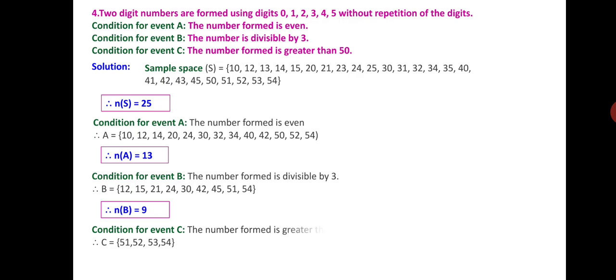Condition for event C. The number formed is greater than 50. Greater than 50 means you are getting only these 4 numbers, that is 51, 52, 53 and 54. Therefore, you can write n of C is equal to 4.